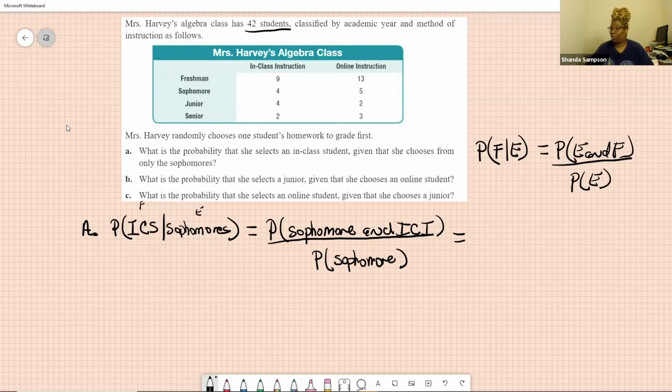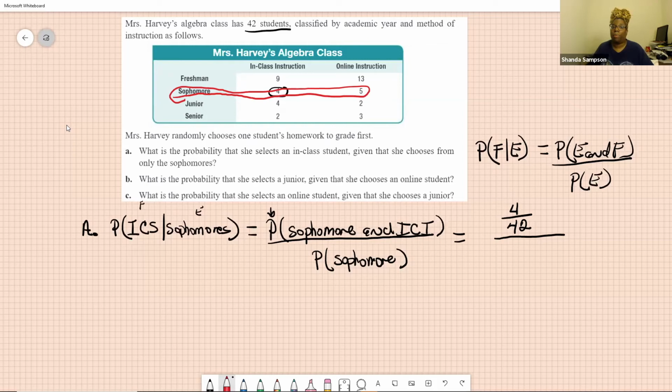This is the way I do it. There is a more common way to do it, but I like this way so I don't have to think. So now I need to look for the probability of a sophomore and in-class instruction. I look up here, I look for sophomore and in-class instruction. I'm not going to put 4 there because this is the probability of that. So I have to put what? 4 out of the total of 42, divided by, now I need the probability of being a sophomore. Well, the probability of being a sophomore is here.